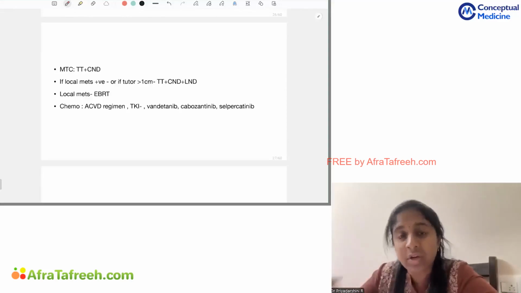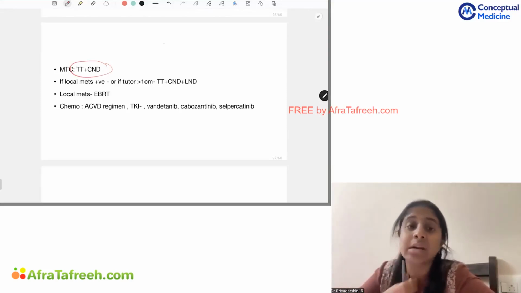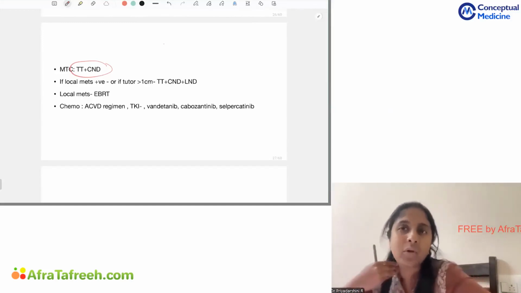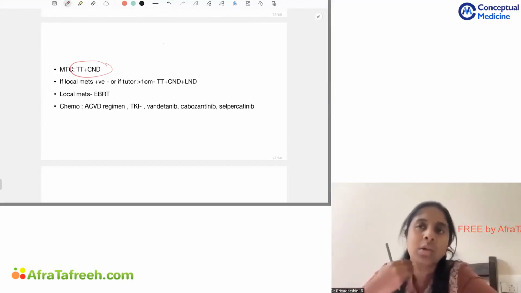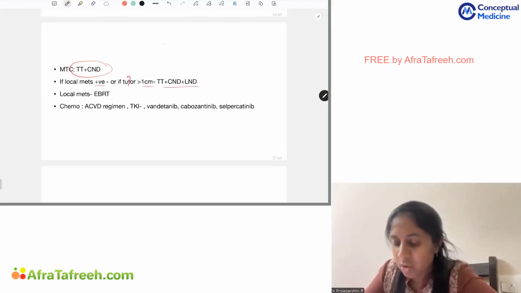In any case of medullary thyroid cancer, the ideal thing would be to go for a total thyroidectomy. Even if it is less than 1 centimeter, go for complete total thyroidectomy along with central neck dissection. If central neck nodes are involved, the next level of nodes should also be empirically taken along with these central neck nodes, so go for lateral neck dissection. If there is local mets or if the tumor size has gone more than 1 centimeter, go for lateral selective neck dissection also.